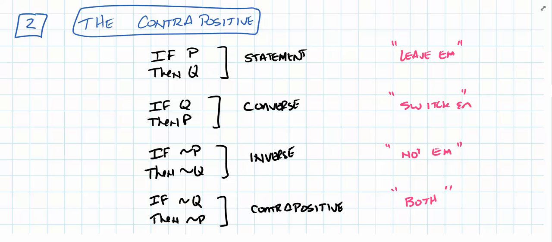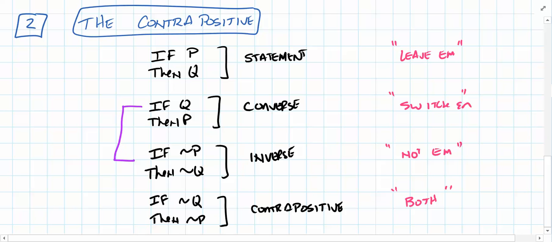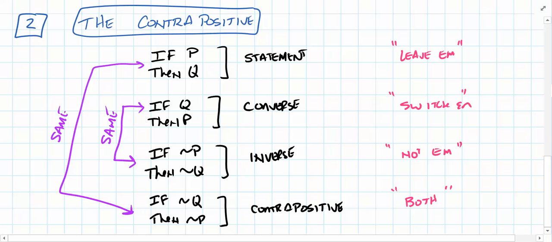This is going to blow your mind. These two right here are always going to be the same by way of true or false. They are logically the same. And these two, by way of true or false, will also be logically the same. So by logic, a statement and its contrapositive are the same. Isn't that weird?